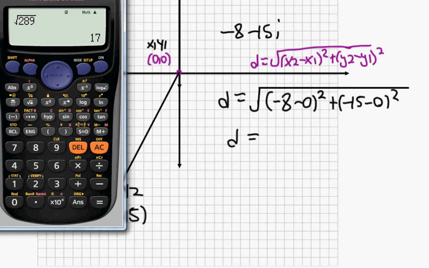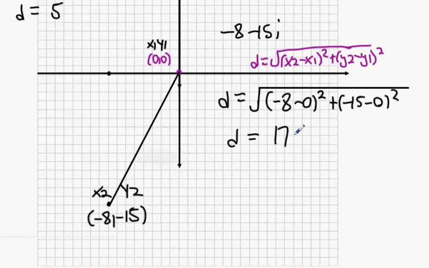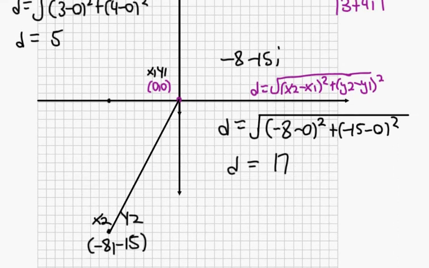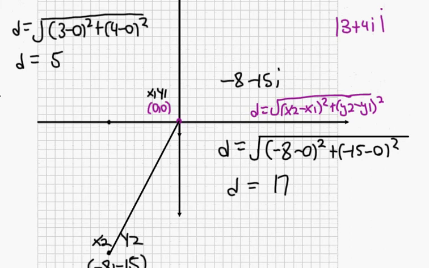Now, has anybody noticed a way of streamlining this process? What was exactly the same in both questions? What point was exactly the same? The 0, 0 was the same both times, wasn't it? Is there any need to put in 0? No. So a streamlined way of thinking about this would be to do this.